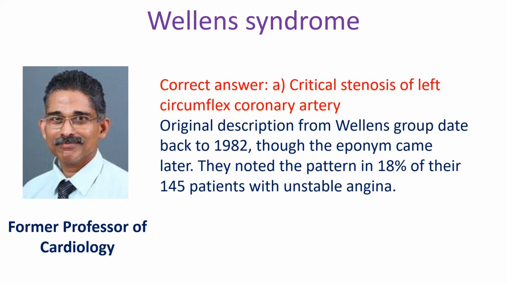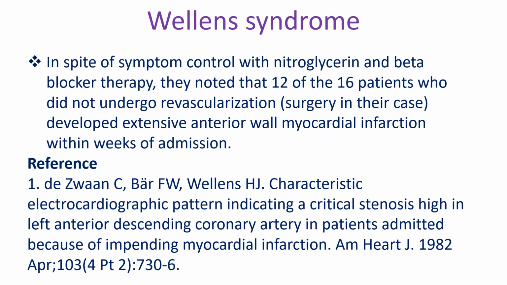Original description from Wellens group date back to 1982, though the eponym came later. They noted the pattern in 18% of their 145 patients with unstable angina. In spite of symptom control with nitroglycerin and beta blocker therapy, they noted that 12 of the 16 patients who did not undergo revascularization surgery in their case developed extensive anterior myocardial infarction within weeks of admission.